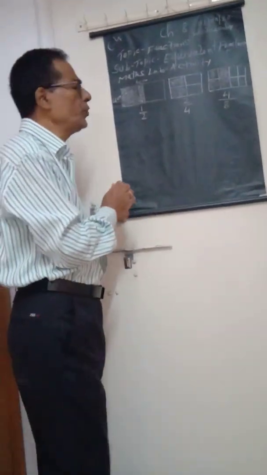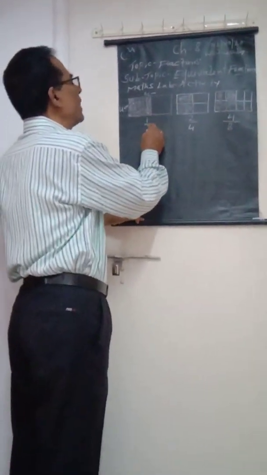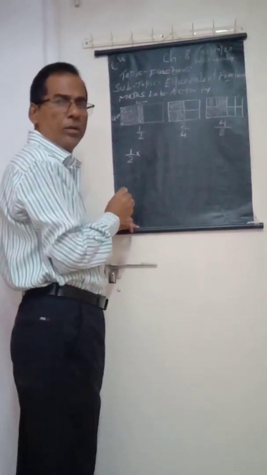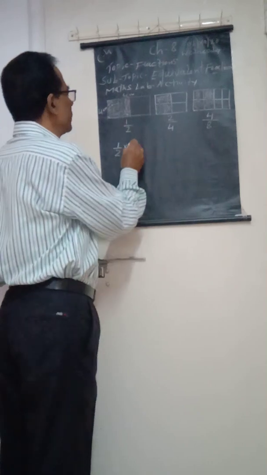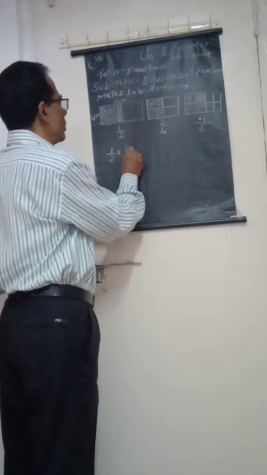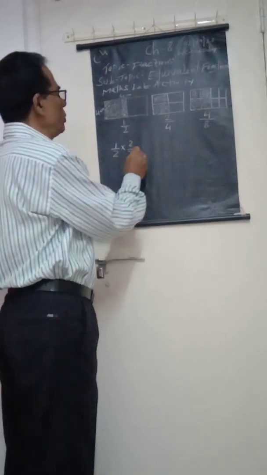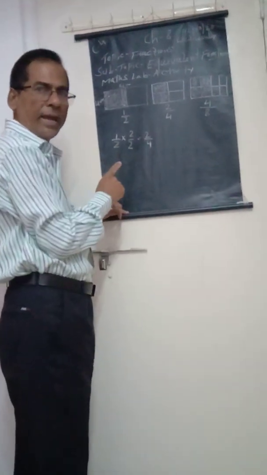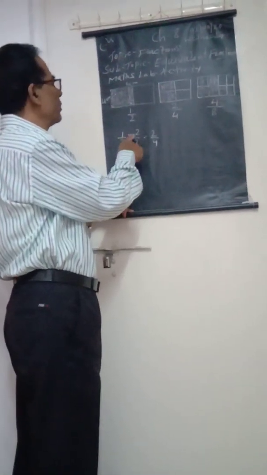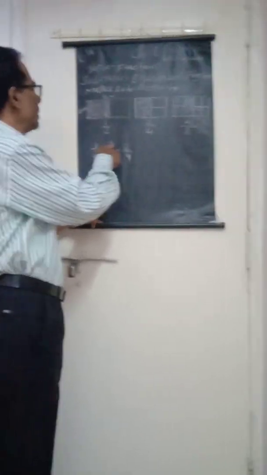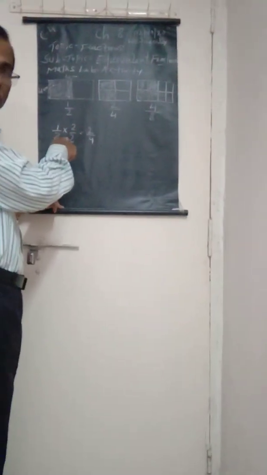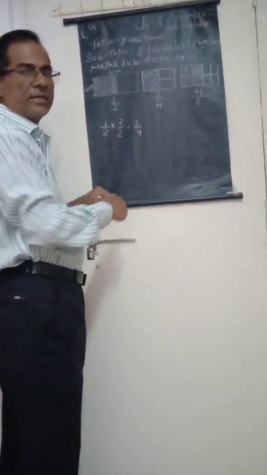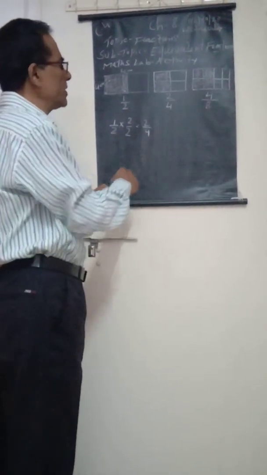How are we getting the equivalent fraction? You see, 1 by 2, you multiply it by which number to get 2? Yes, by 2, and this one also multiply by 2. So 2 1s are 2 and 2 2s are 4. 2 by 4. So whenever we are multiplying the numerator and denominator with the same number, then it is called equivalent fraction. 2 by 4 is an equivalent fraction.